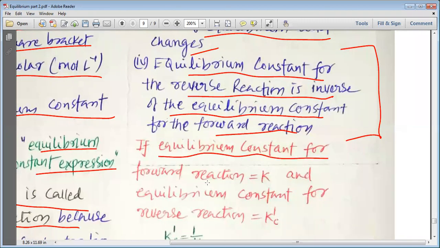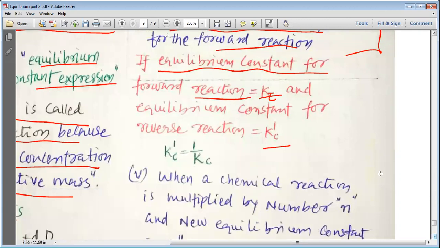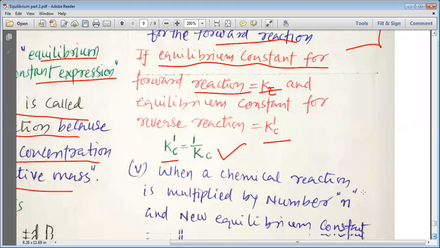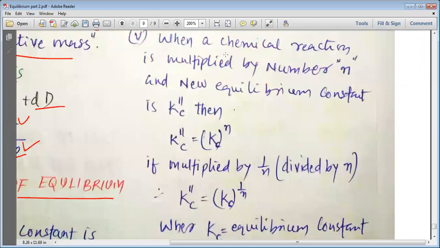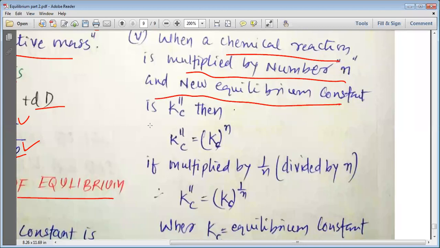If the equilibrium constant for the forward reaction is Kc and the equilibrium constant for the reverse reaction is Kc dash, then Kc dash is equal to 1 upon Kc. That means the equilibrium constant for the reverse reaction is the inverse, 1 upon Kc, of the forward reaction. And then the last point: when a chemical reaction is multiplied by a number n, then the new equilibrium constant, Kc double dash, is equal to Kc to the power n.